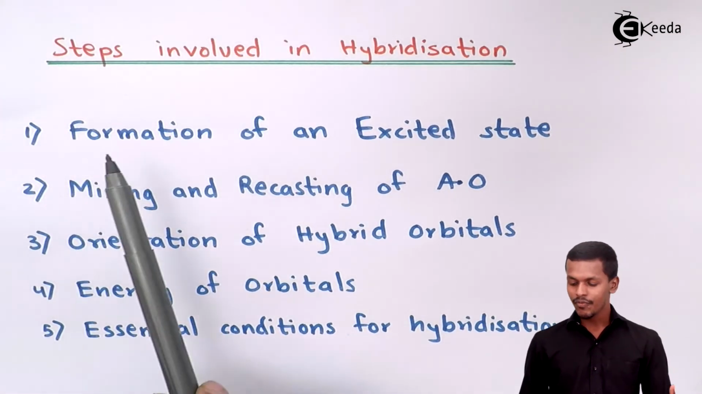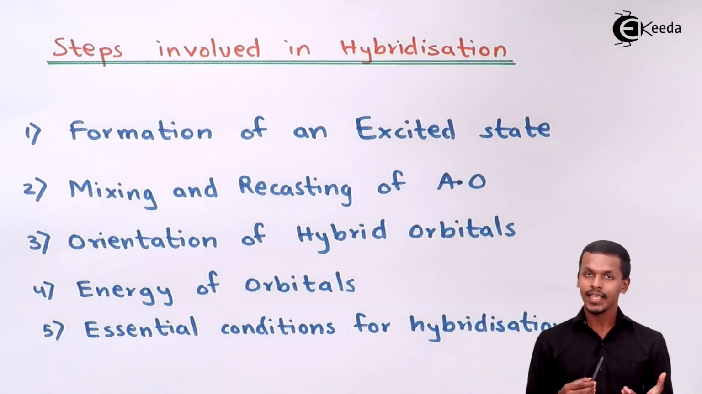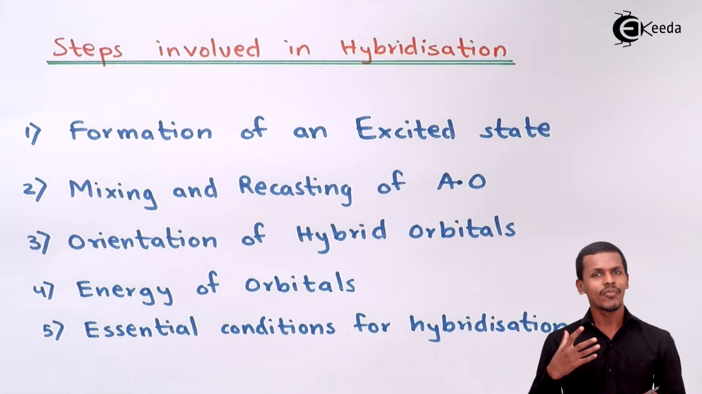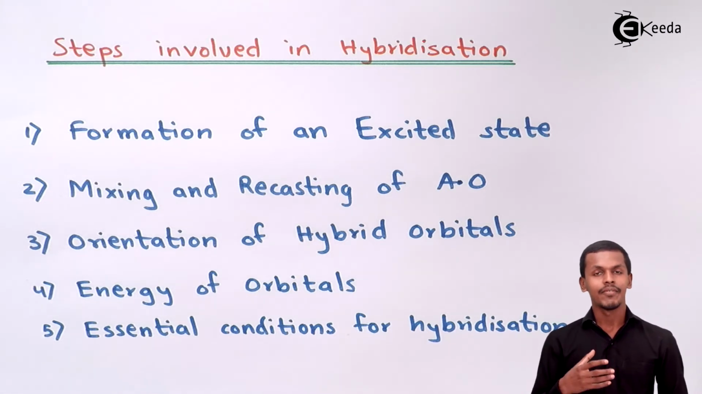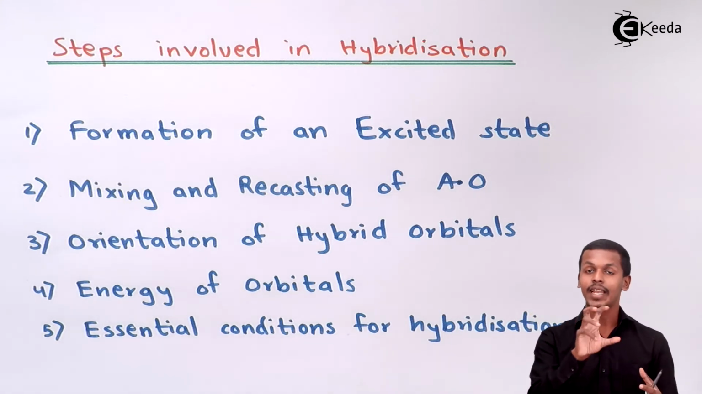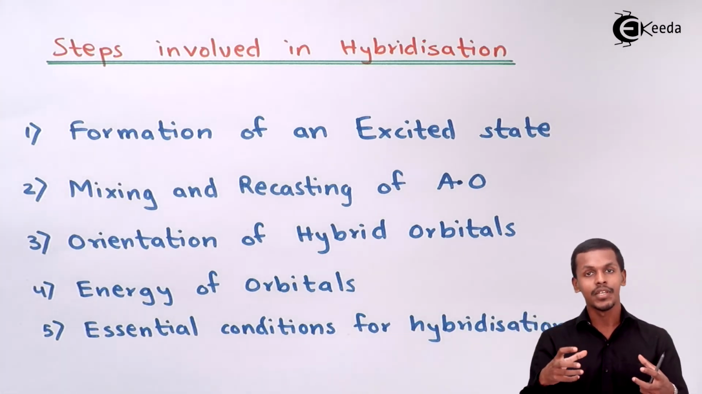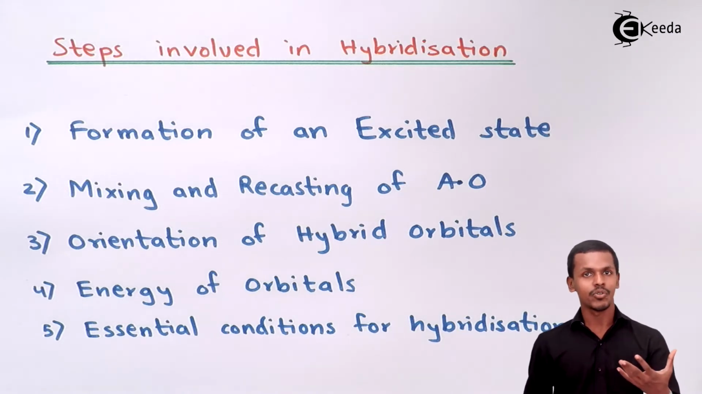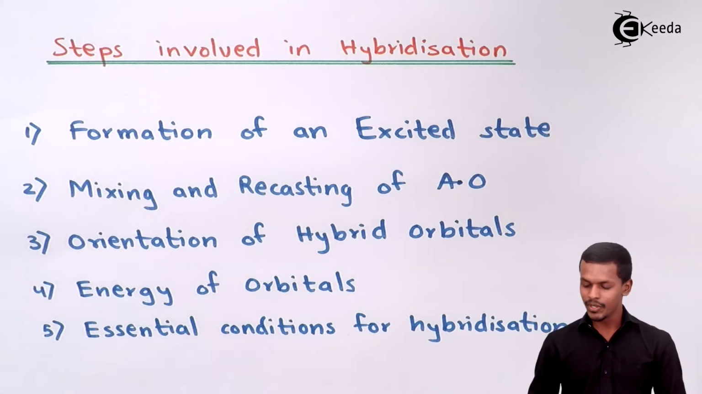The first step is formation of an excited state. An atom which has an unpaired electron not fulfilling the valency of that particular atom, when it is formed with different atoms so as to form a molecule, in that case the excitation state should be done, and what that is I will talk about later also.